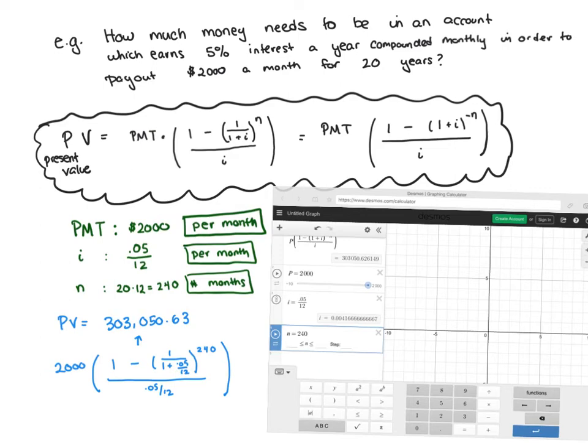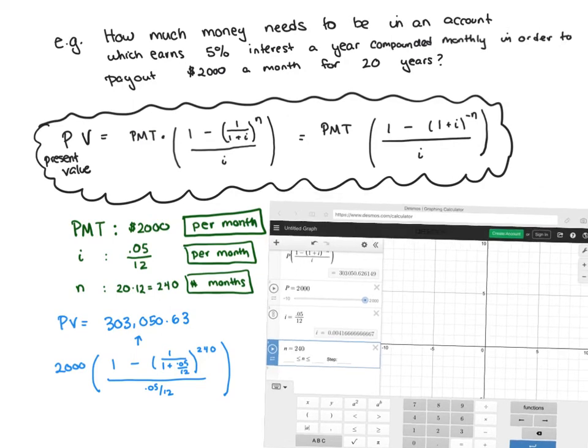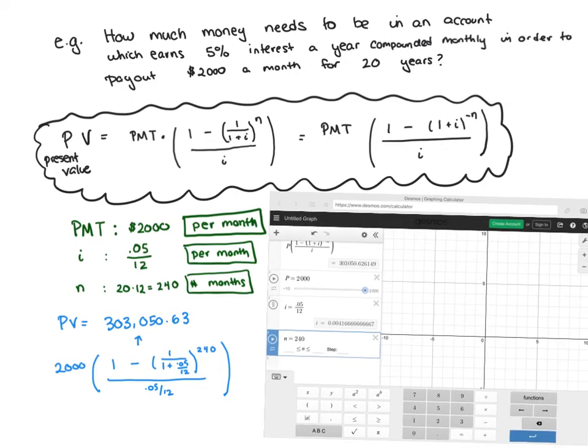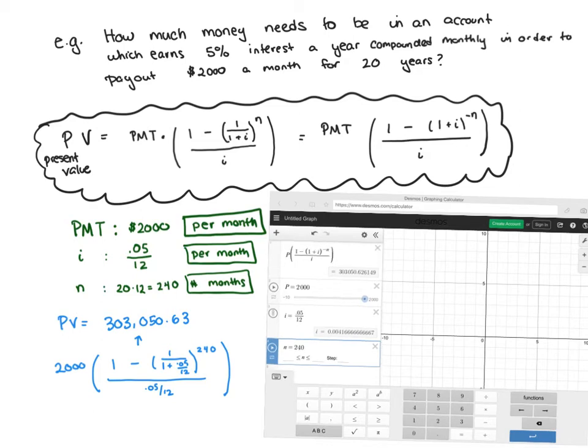All right, so that's a lot of stuff to put into this formula. It's a lot of stuff to put into the calculator. So I would definitely recommend using something like this formula in Desmos because it allows us to really see all of the different steps we're doing to make sure we're not making a calculator error.